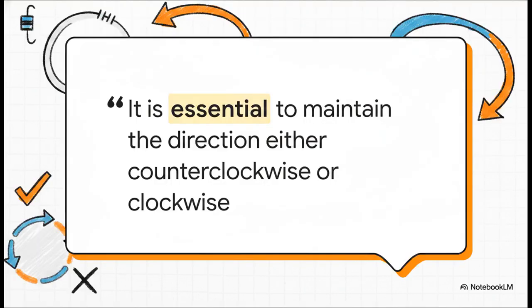But there's a little catch when applying this loop rule, which is perfectly highlighted by this quote from our source. It says, "It is essential to maintain the direction either counterclockwise or clockwise. Otherwise, the final voltage value will not be 0." So the crucial point to take away here is that consistency is absolutely your best friend. You get to choose your path around the circuit, clockwise, counterclockwise, whatever. But once you pick a direction, you've got to stick to it for the entire loop, or your math is just going to fall apart completely.